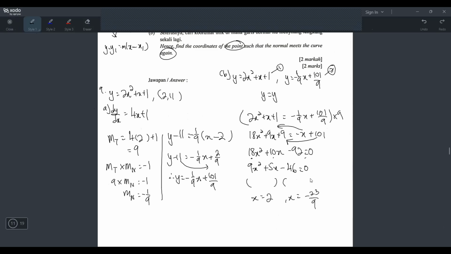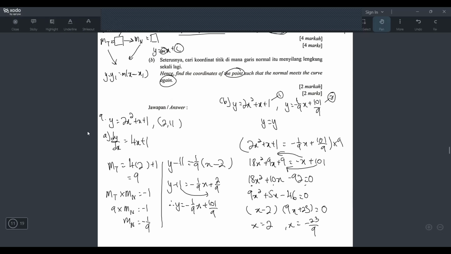So what you write above here, bracket equals 0. If x is 2, you write x minus 2. If x is -23 over 9, you write x plus 23, and the 9 has to be put in front, right? So which one is the x coordinate you want? Do you want the 2 or the -23 over 9? Which one do you want? -23 over 9, right? This is the answer I want.